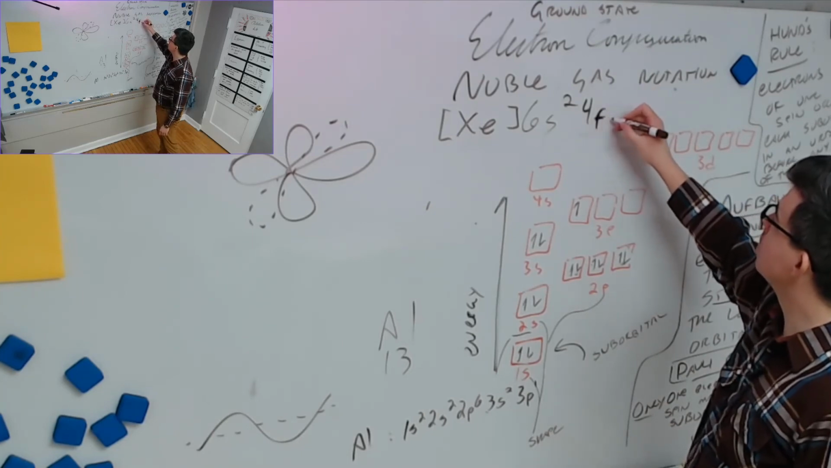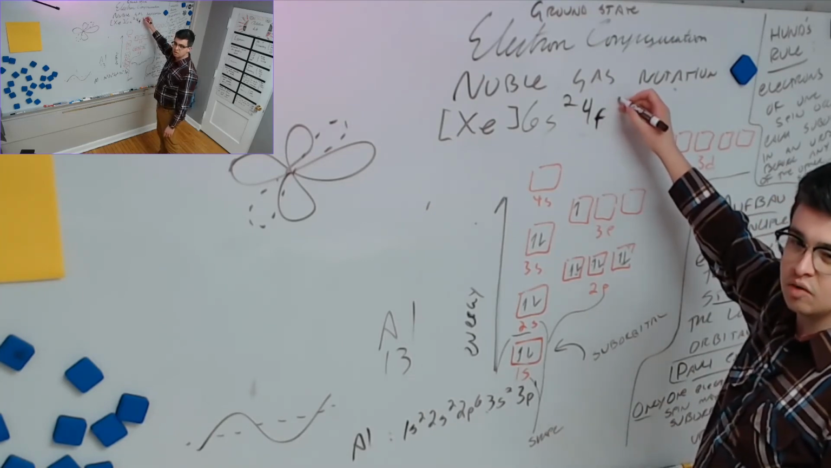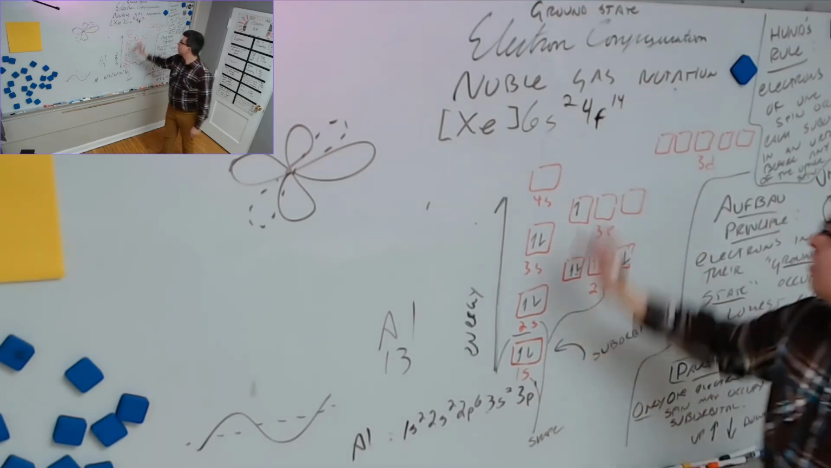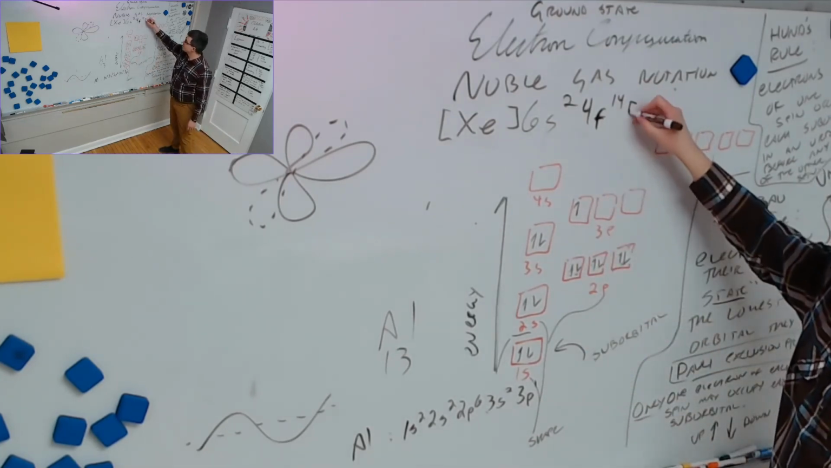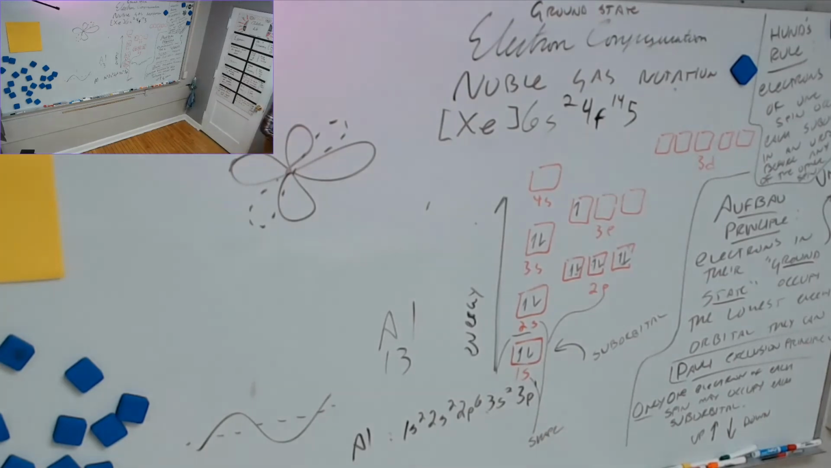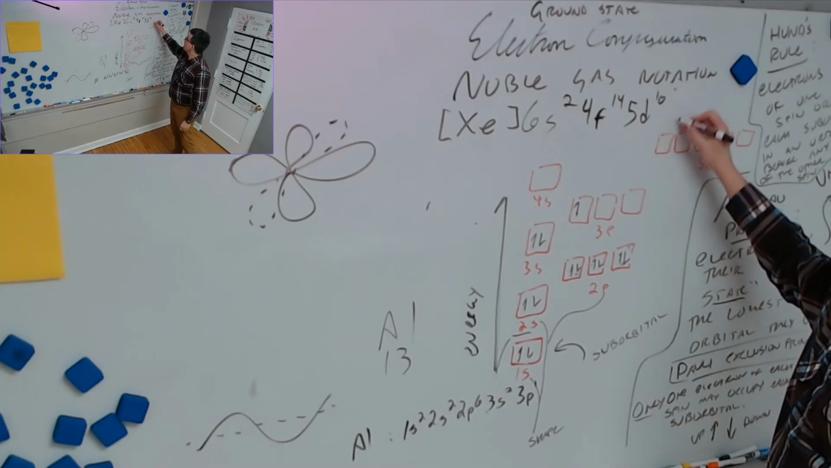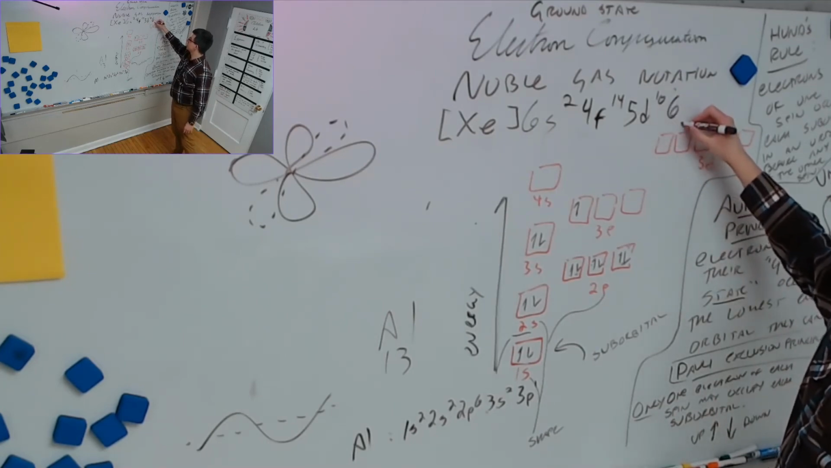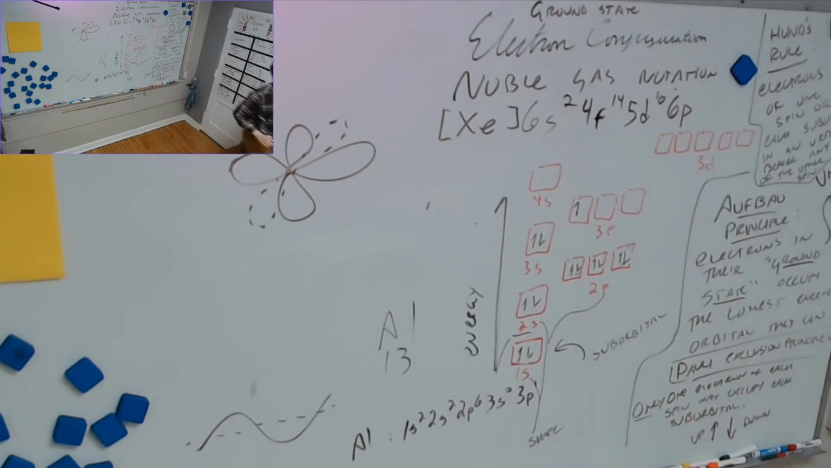No. We said it a second ago. No, D can have 10, F can have 14. 4F14. The D's are always 1 behind. 4F14 gets me through lutetium. Now my D is always 1 behind, so 5D10 gets me through mercury. And then I'm back at 6 again, because the P's are the same as the period number. 6P3, 1, 2, 3 is bismuth.